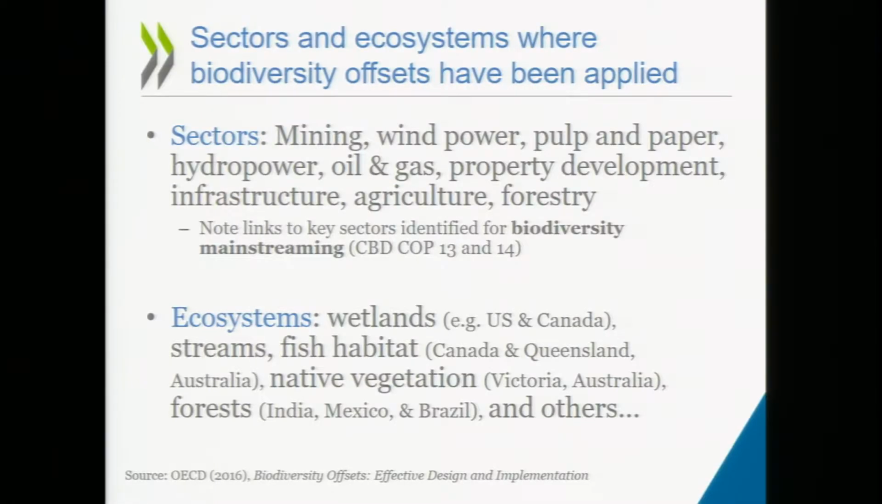I just want to also make a link with regard to the sectors. One of the key themes of the last CBD COP was mainstreaming in 4 sectors, and at the next COP will be a series of other sectors, including energy, infrastructure, etc. And that, in other words, biodiversity offsets are one of the policy instruments that can help you mainstream biodiversity into the other sectors.